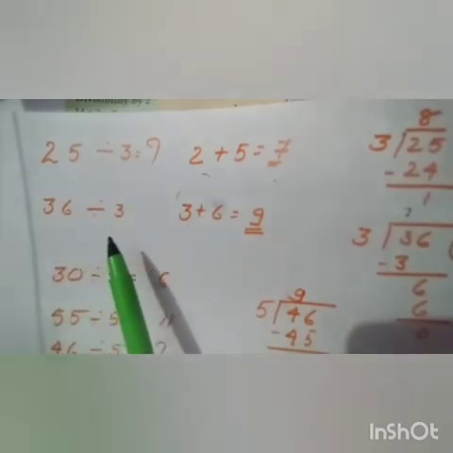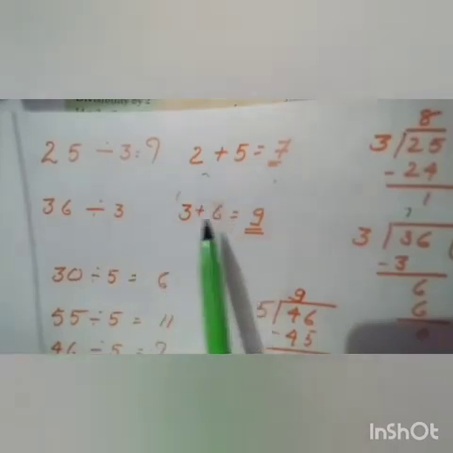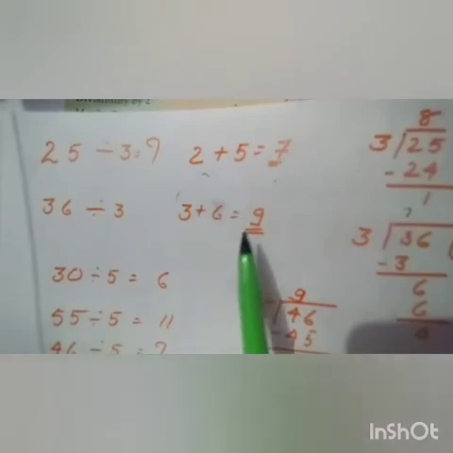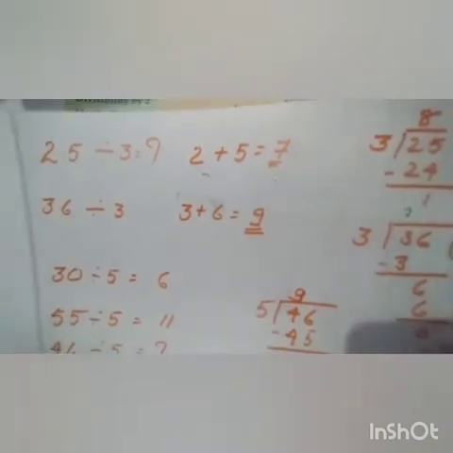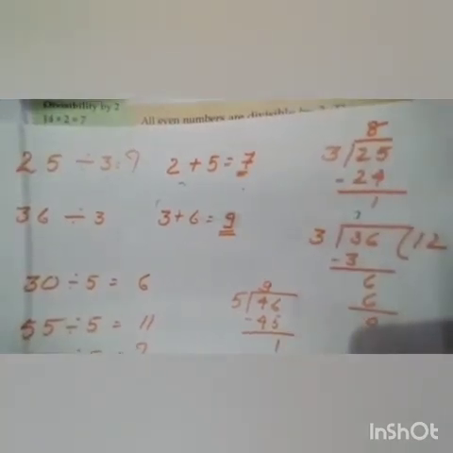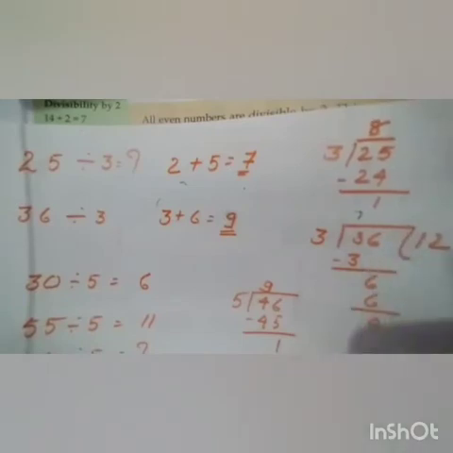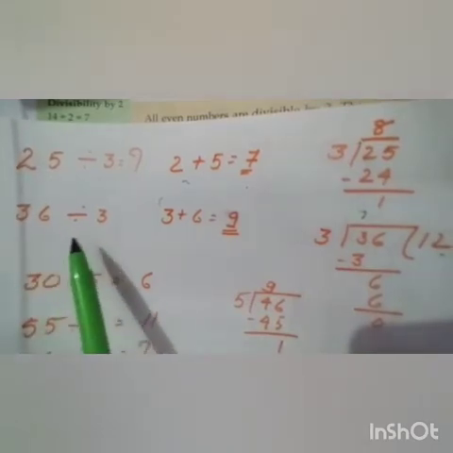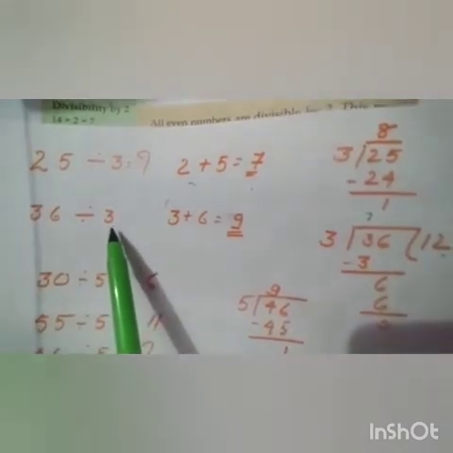The next example: 36 divided by 3. The dividend is 36. The sum of the digits, 3 plus 6, is equal to 9. 9 is exactly divisible by 3. That is, 36 is divisible by 3. 36 divided by 3 we get 12. 12 3s are 36, remainder equal to 0. So 36 divided by 3 equals 12.